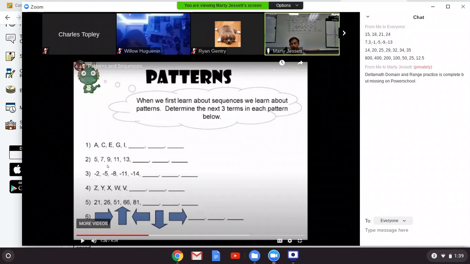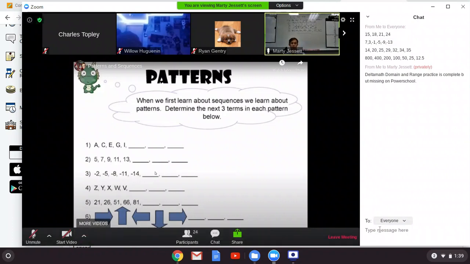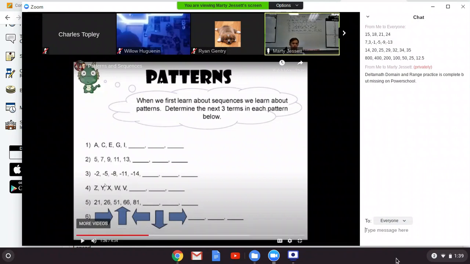All right. Second one, that's pretty easy. You can see that we're increasing by 2 every time. So the next 3 numbers should be 15, 17, 19. In example 3, we are decreasing by 3 every time. In other words, subtracting 3. So negative 14 minus 3, that's negative 17, then negative 20, then negative 23. Okay. Number 4 might be a little bit of a challenge because, of course, this is the alphabet backwards starting with Z. So ZYXWV, what comes before V? It would be a U, and then a T, and then an S. So this should be UTS here.